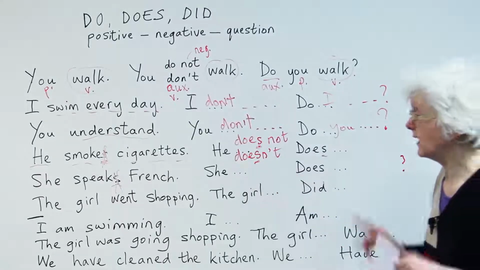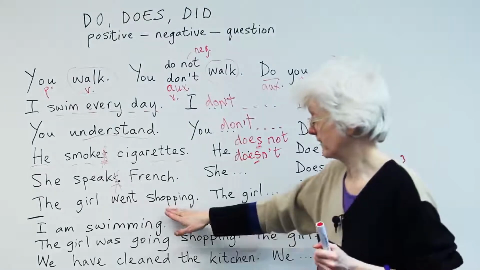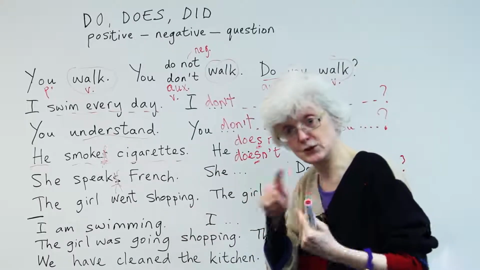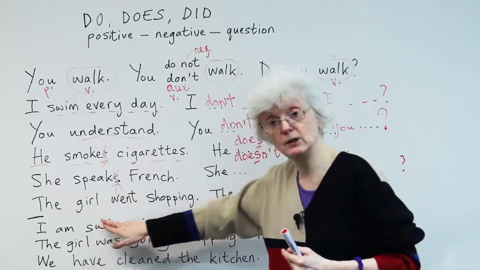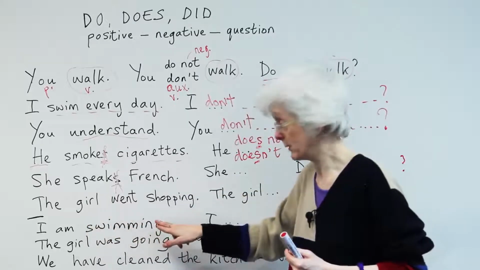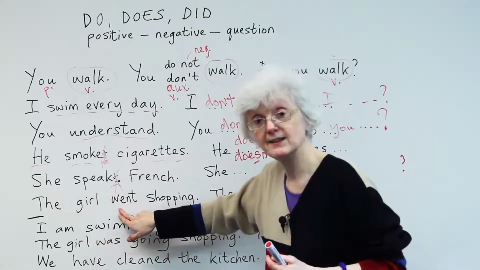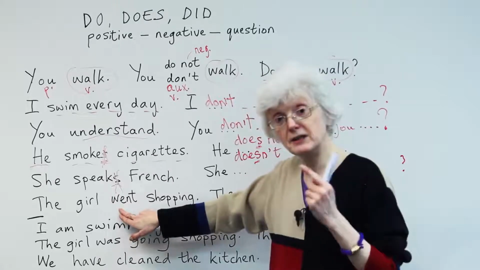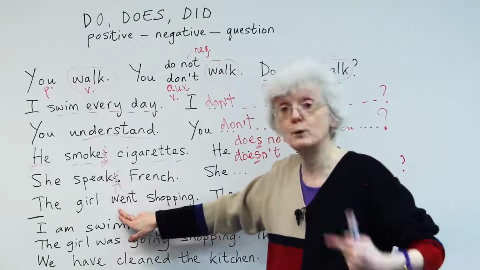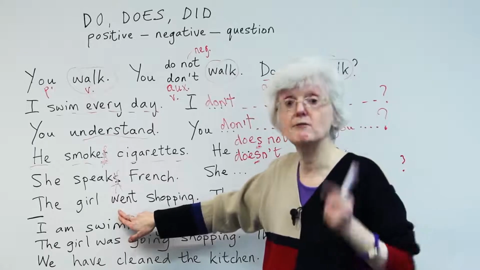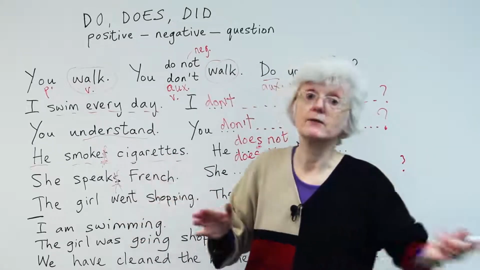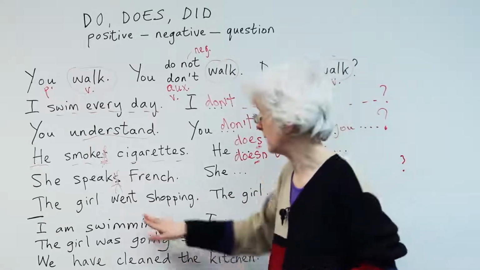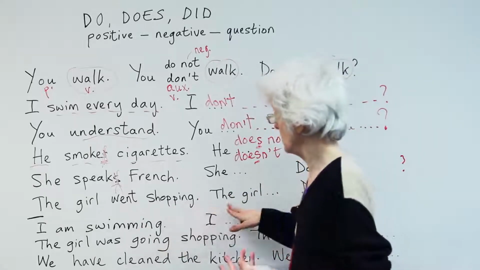Right. And one final example of where the do word is needed. So we have now the girl went shopping. So went, that's a clue that we're in the past tense now. So we've changed tenses. We've gone from the present to the past. The girl, yesterday, the girl went shopping. Okay?